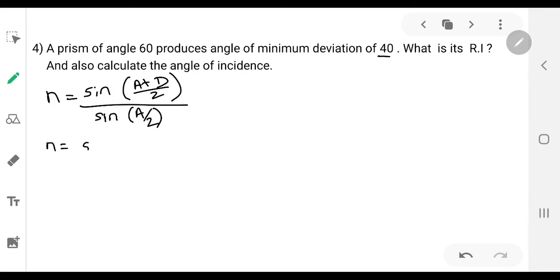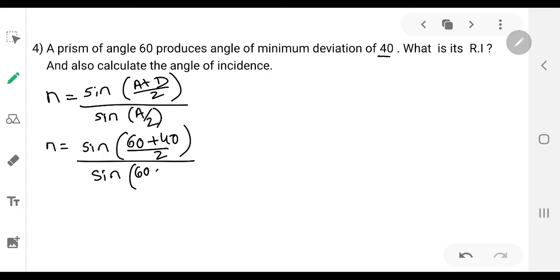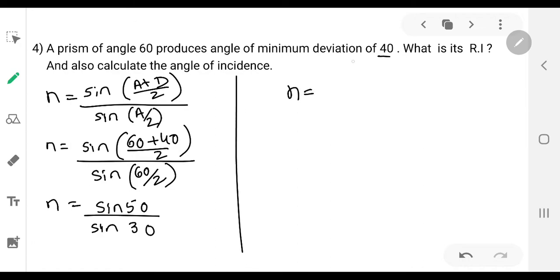So n is equal to sine of (A plus D) by 2, the whole thing divided by sine of A by 2, which is (60 plus 40) divided by 2 over sine of 60 by 2. So the n value is sine of 50 divided by sine of 30. n is equal to 0.766 divided by 0.5, which is equal to 1.532. The refractive index of the material of the glass is 1.532.